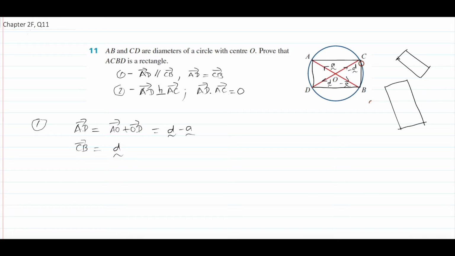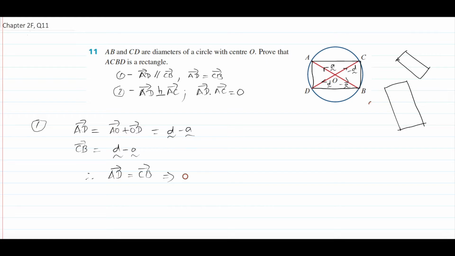And then it will be, so C to B, C to O, and then O to B, that is minus A. So it's pretty much everywhere, it's labeled in our diagram already. Right, the first thing we can already see, vector AD is D minus A, vector CB happens to be the exact same, therefore we can conclude that AD is indeed equal to CB.